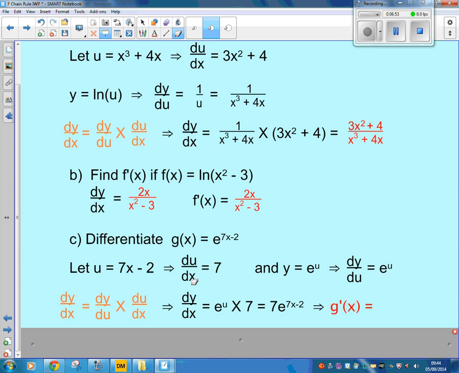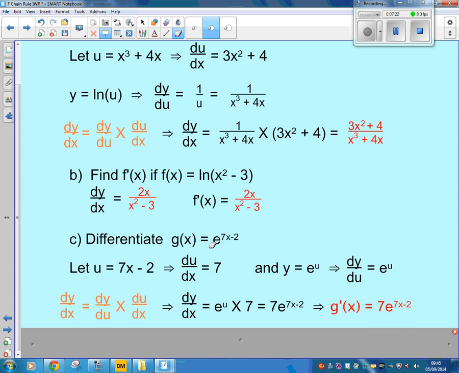minus 2. But notice here, I started with y equals, it was really g of x equals. So I want to find g dash of x, so at the very end I want to change it back, and so I'll say g dash of x is 7e to the 7x minus 2. Notice what's happened, of course, is all you've done is you've differentiated the 7x minus 2, 7, and the e bit stays the same. e to 7x minus 2 stays the same.